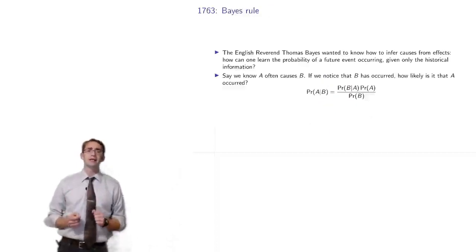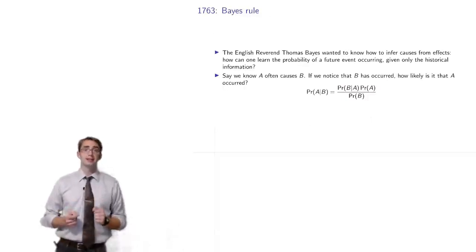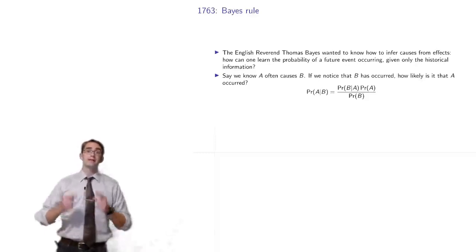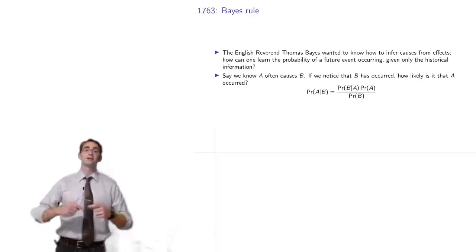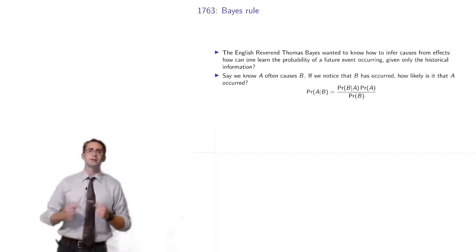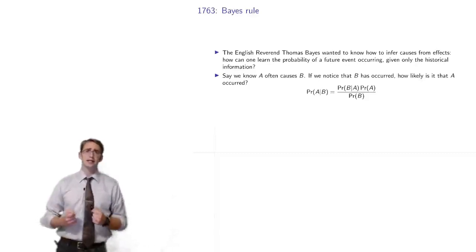In 1763, the English Reverend Thomas Bayes wanted to figure out mathematically how to infer causes from effects. He said, how can I learn the probability of a future event occurring if I only know historical information? He was talking about things in the context of causality. He said, if I know that A often causes B, and then we observe that B has occurred, how likely is it that A has also occurred?